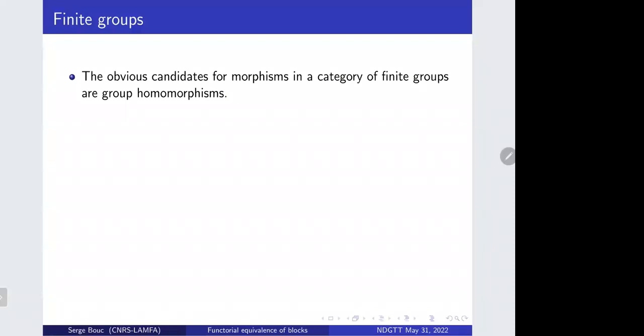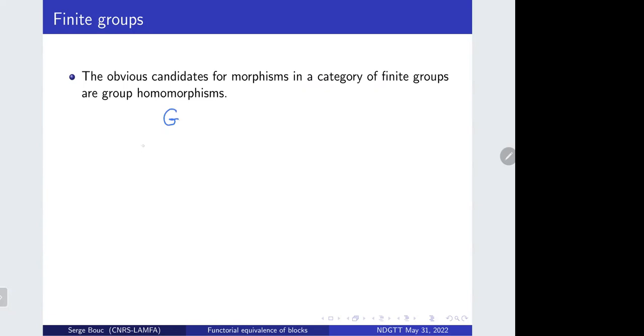And of course, there is an obvious category of finite groups, as I said before. The obvious candidates for morphisms are the group homomorphisms. And if you consider this category, then you immediately get the notion of a simple group. What is a simple group?